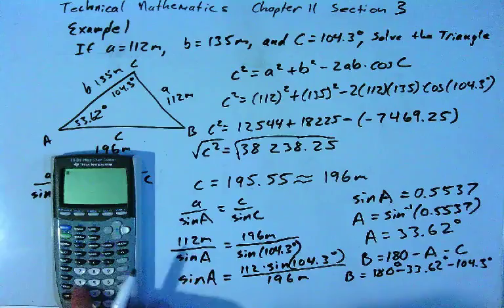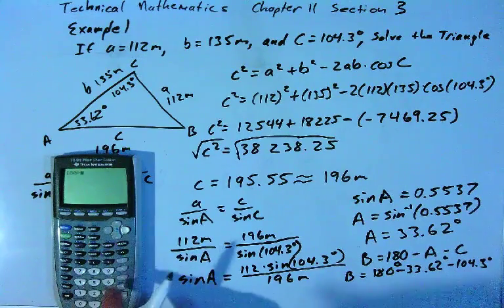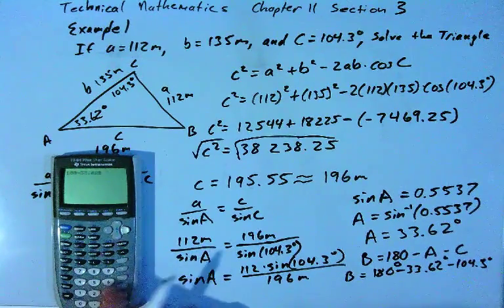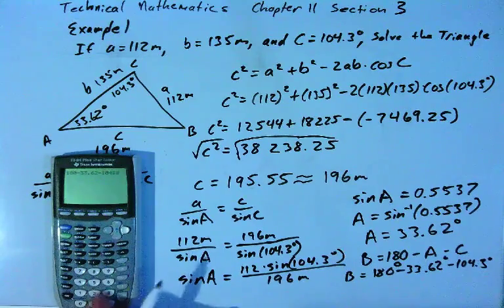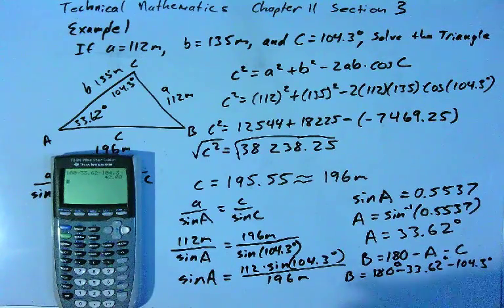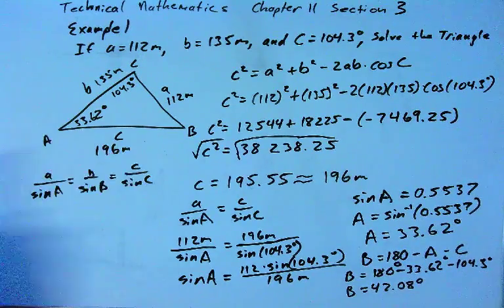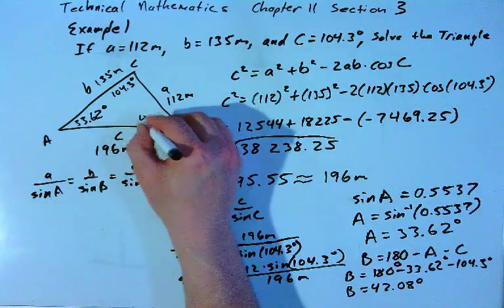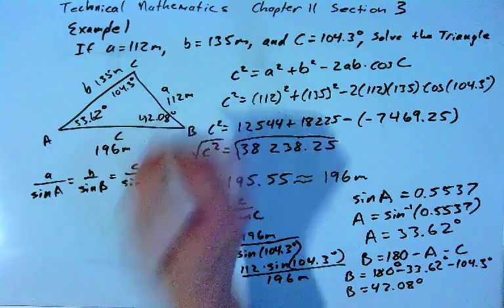And, oops, I made a mistake. Let's try that again. 180 minus 33.62 minus 104.3. And we get 42.08 degrees. So angle B is 42.08 degrees.